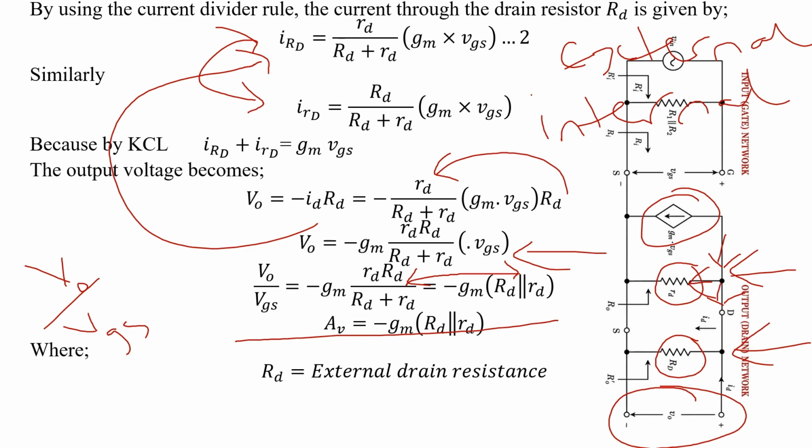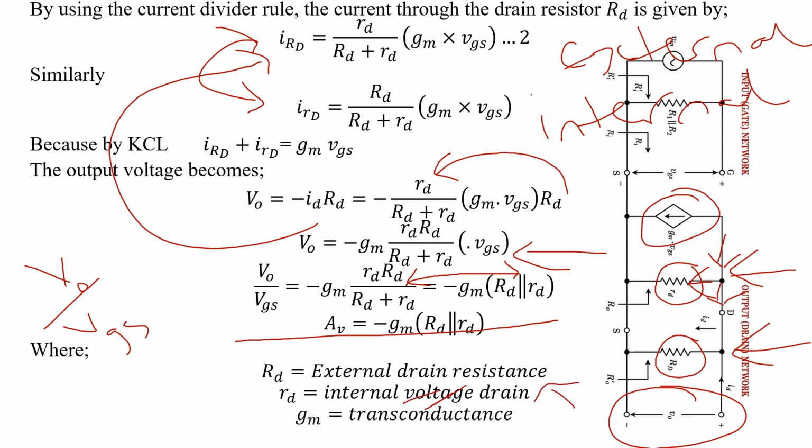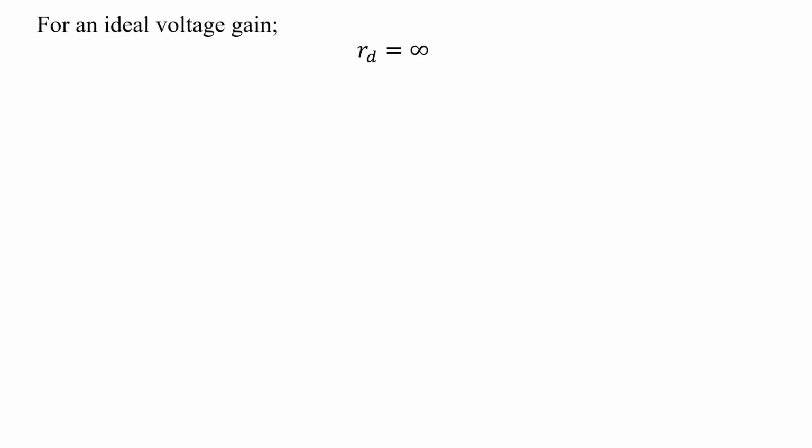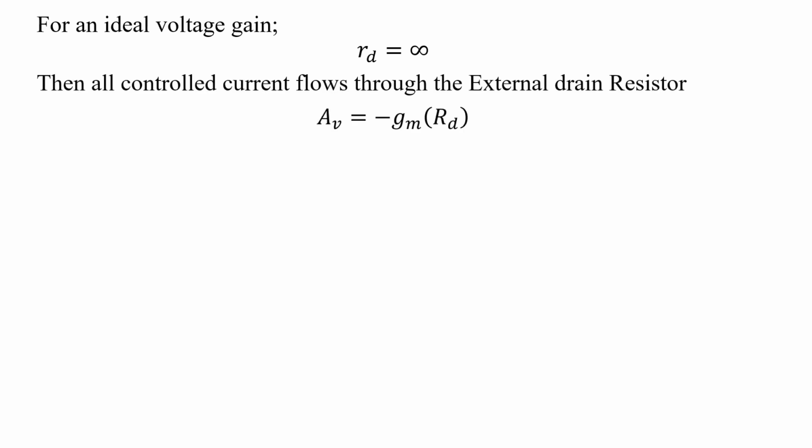Now here, this is our external drain resistance, this is our internal drain resistance, and these are our transconductances. For an ideal voltage gain, it means that the internal drain resistance extends to infinity, it is very, very high. And if it is very, very high, it means all the controlled current is going to pass through the external drain resistor. And we are going to subsequently have our voltage gain given by this expression.